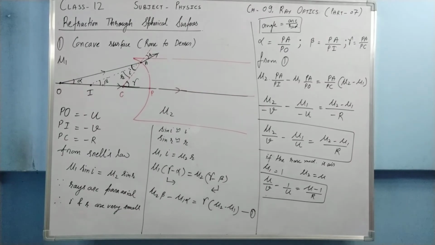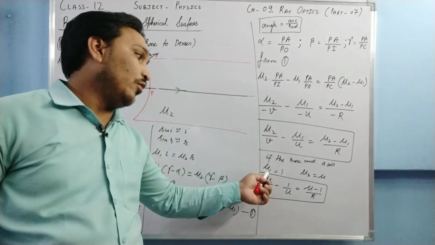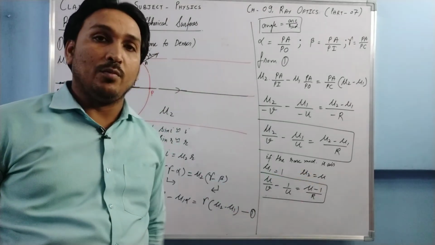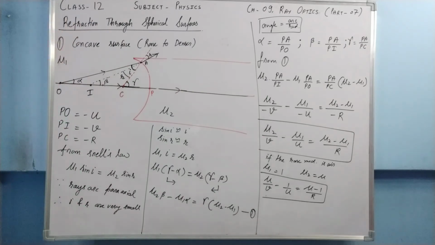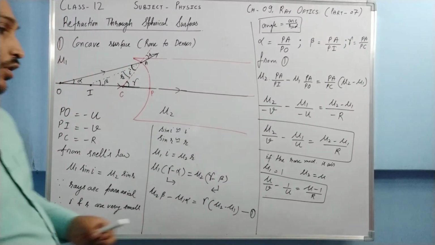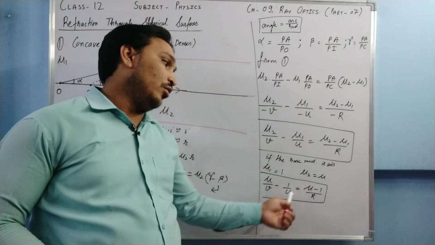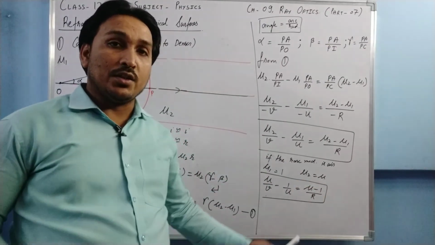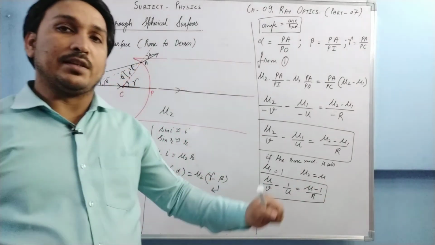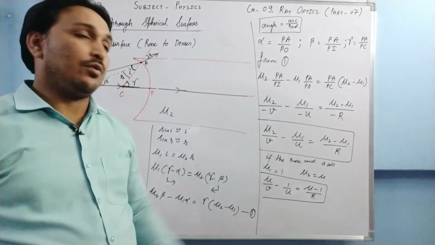So if mu 1 is air, mu 1 will be 1, and mu 2 let it be mu in that case, because there is no point of taking mu 2. So it will be mu upon V minus 1 upon U is equal to mu minus 1 upon R. This is the formula we are going to get in all the cases.